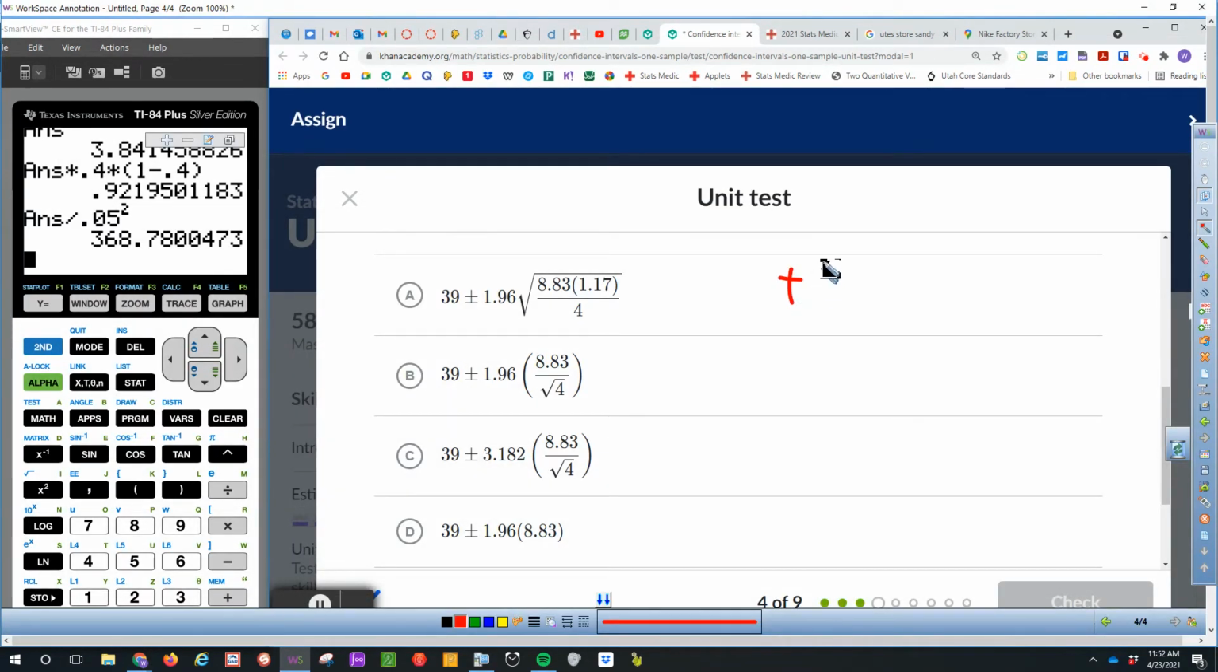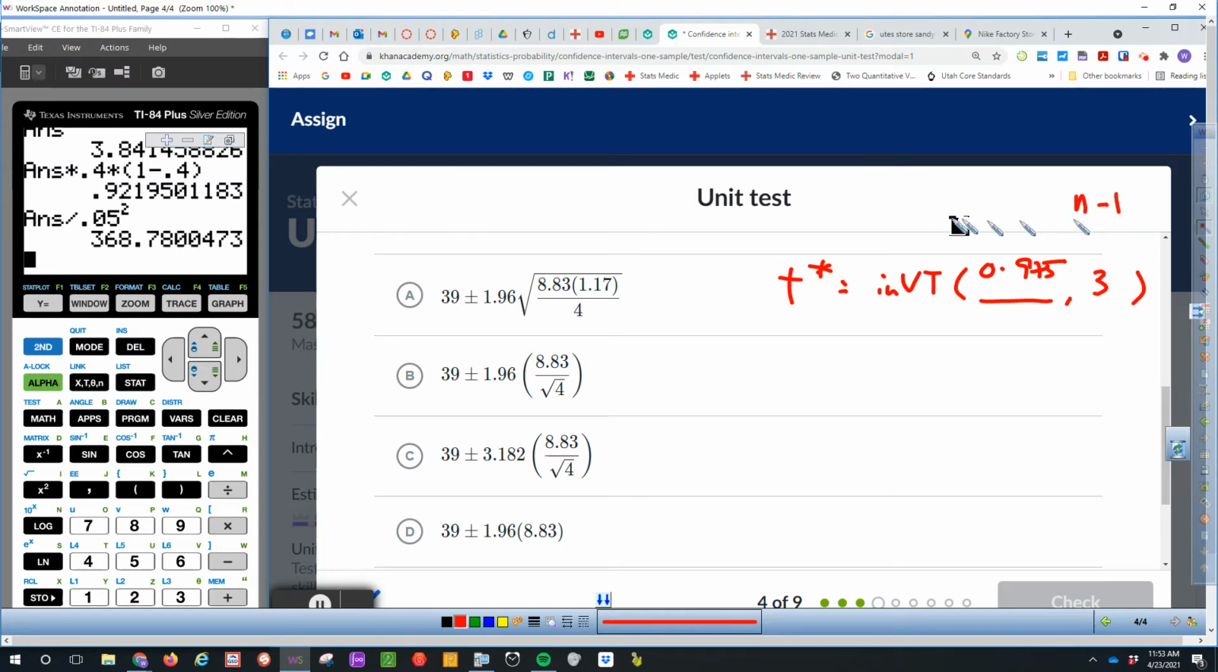So my T star will be inverse T, and the area to the left, since it's 95%, is 0.975 at the one tail to the left, and the degrees of freedom is 3. Why 3? Because it's n minus 1. I have a sample size of 4, minus 1.